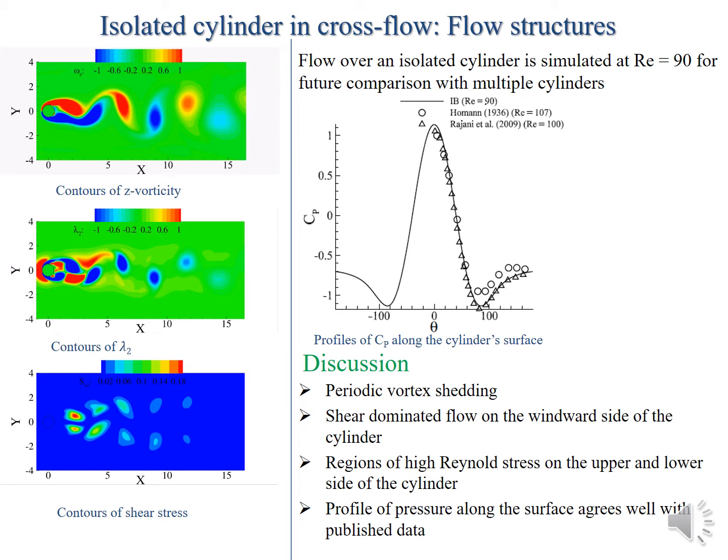So if we check the profile of pressure along the surface of the cylinder, we find that we have very good agreement with the published numerical and experimental results. Hamann in 1936 carried out an experimental investigation in a water tunnel at Reynolds number 107, and his result is in good agreement with ours, since the Reynolds number difference is not that significant. We also have the numerical simulation at Reynolds number 100 by Rajin in 2009, and we find that the profile he predicted is also in good agreement with our own.